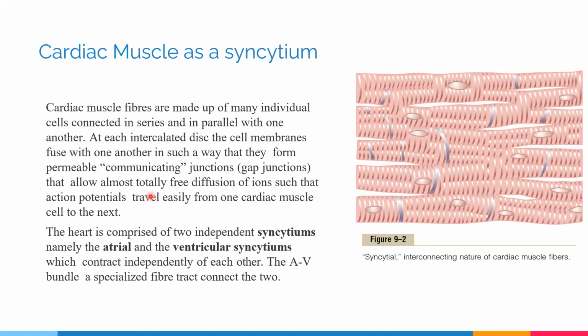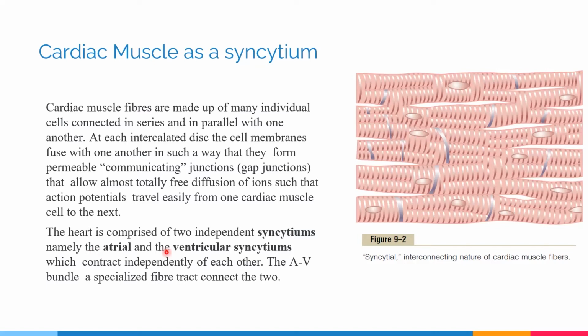And these gap junctions allow almost totally free diffusion of ions, such that the action potential can easily travel from one cardiac muscle cell to the other. And thus, when one cardiac muscle cell exhibits an action potential, all others can easily take up the wave of depolarization and commit to the action potential as well.